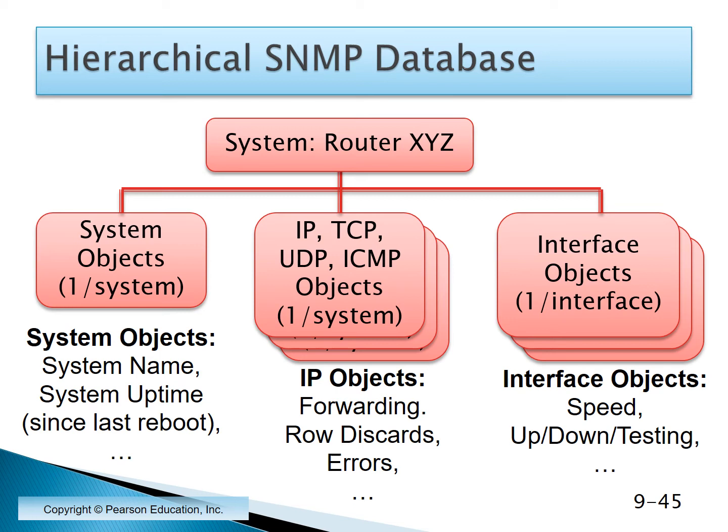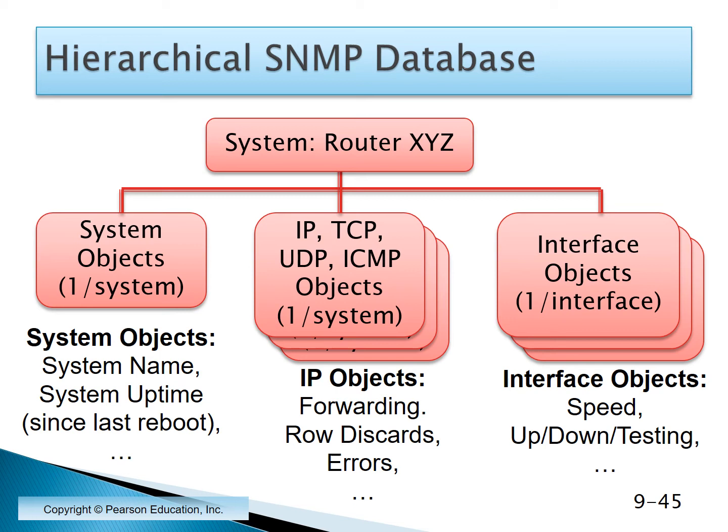So then this object will be storing all the information related to that protocol. For example, the IP object is storing information about forwarding, the number of row discards, the number of errors, and so on.